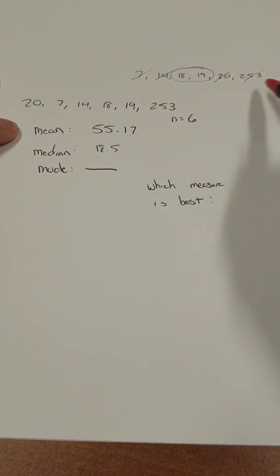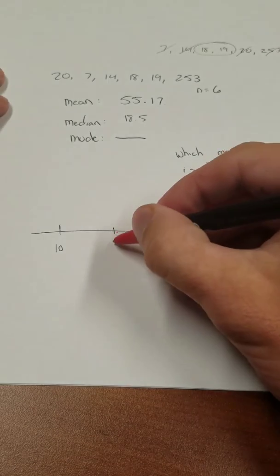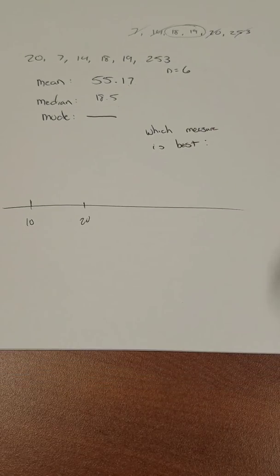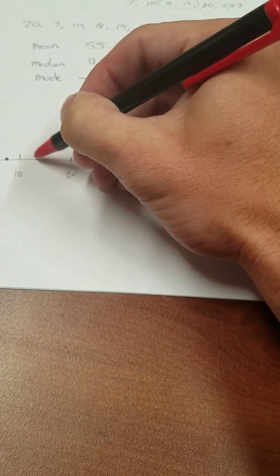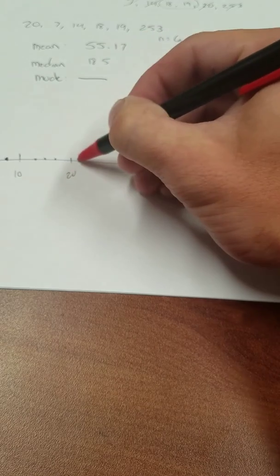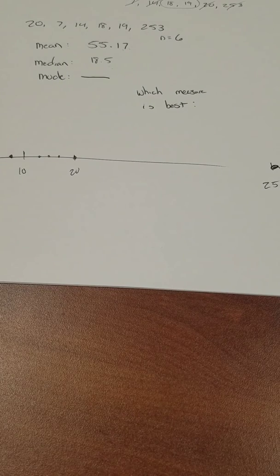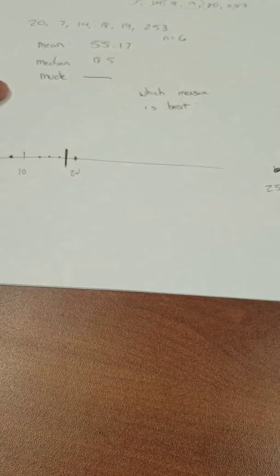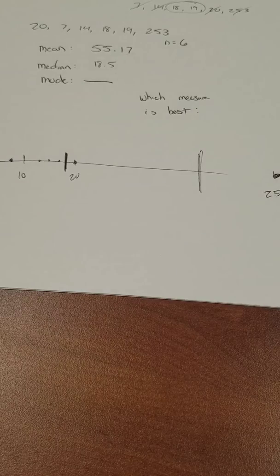So with all my data up here, if I plotted it on a number line, that'd be like 10, 20, and then you'd have a huge separation all the way out here to 253. If you actually plot your data, 7 is right there, 14, 18, 19, 20, and then way out here is 253. So which measure fits the best? Well, your median falls somewhere along the lines of there. Your mean is way out here. Which one is best in the middle of the data? Well, the median is your best measure of central tendency.